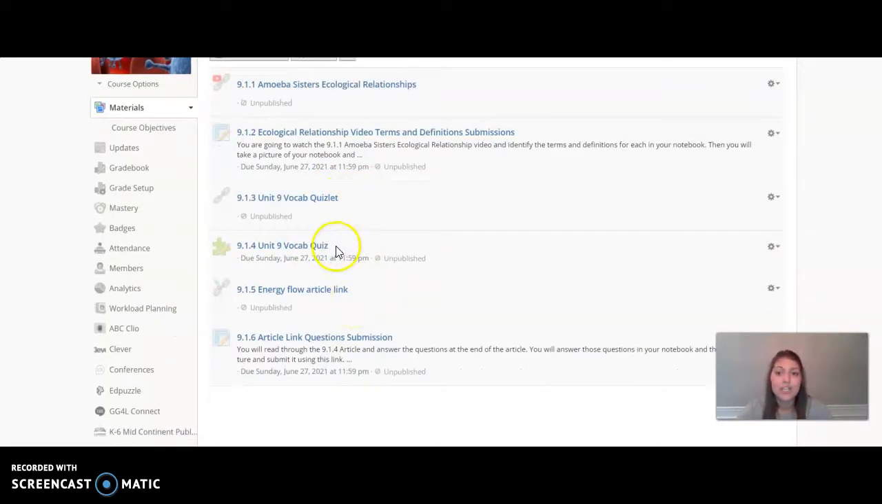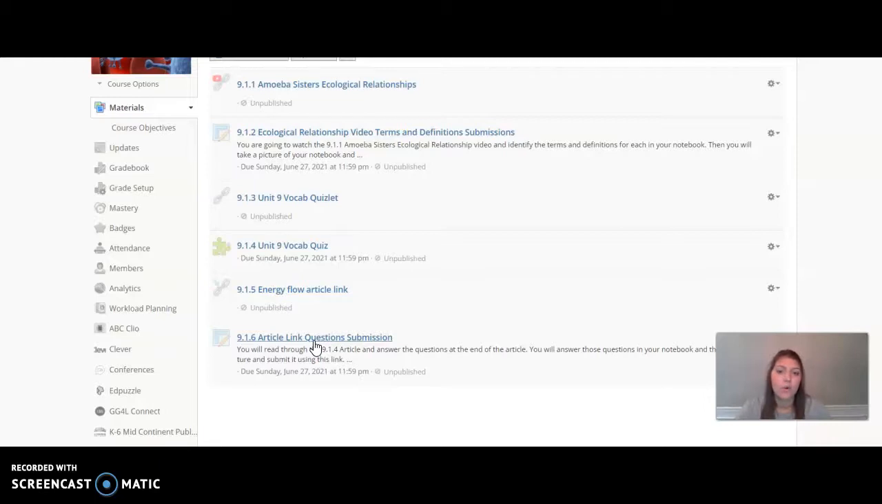When you finish your quiz, you will go ahead and do this energy flow article. This energy flow article is an article talking about ecological relationships. And then there's 5 questions at the end of that article, and you will, again, if it's easier for you to do those questions in your notebook and submit them there, that's fine. Or if you want to do it through a Google Doc and send it that way, if that's easier for you, that's also perfectly fine with me.